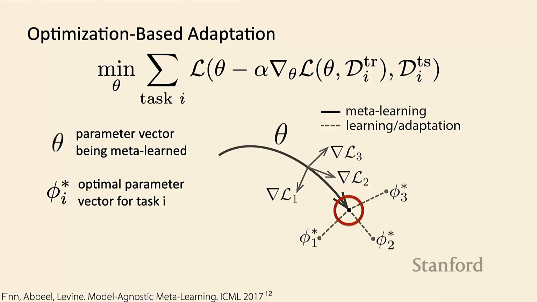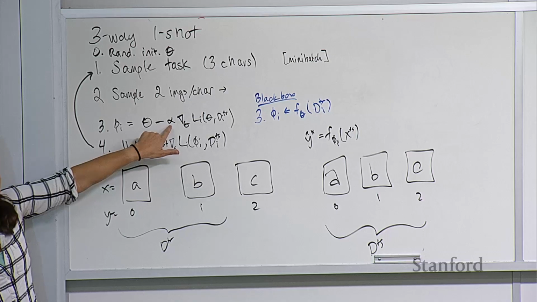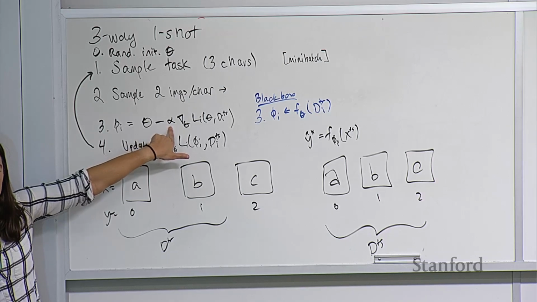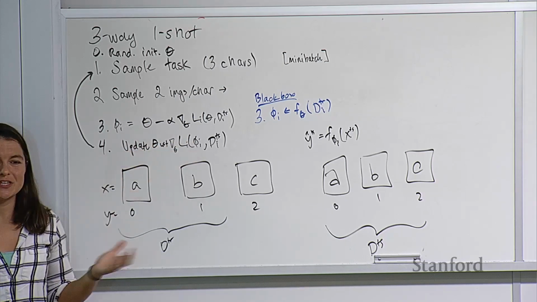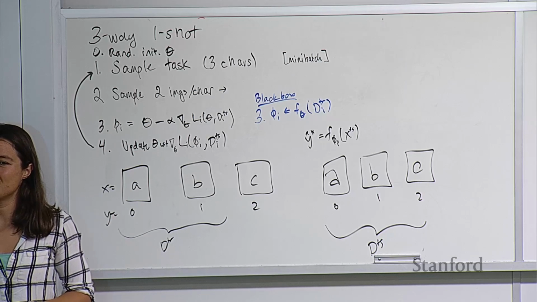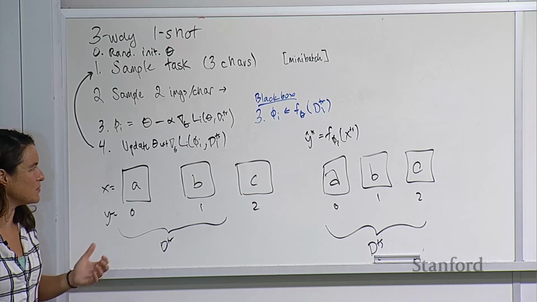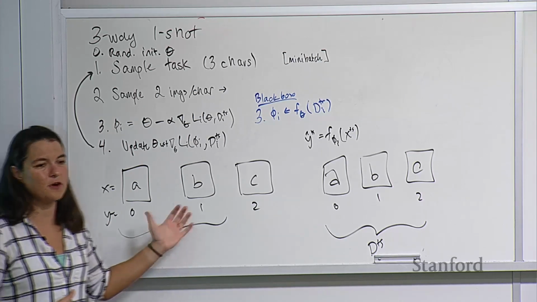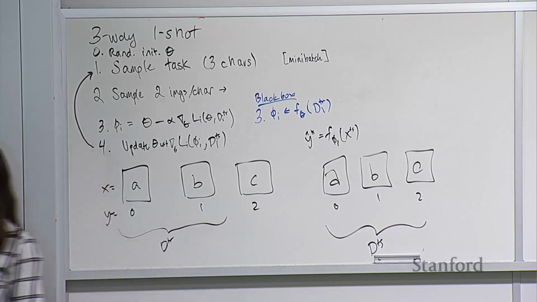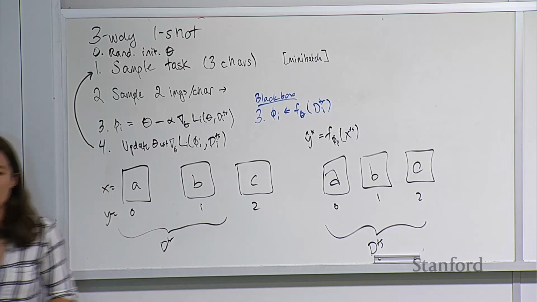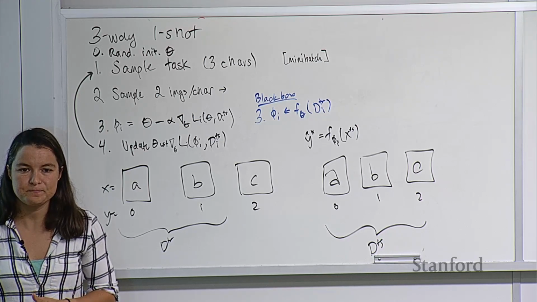On that note, it's worth mentioning that this learning rate here, alpha, will in practice be much larger than a typical learning rate that you might use, because you want to be able to traverse very far in the parameter space for different tasks.